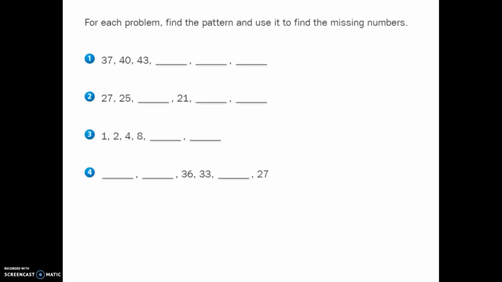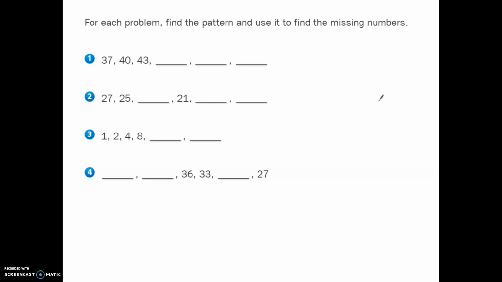Our math message today. Take a look at these problems. For each problem, find the pattern and use it to fill in the missing numbers. So in order to do this, I have to look at what's already been written down. 37, 40, 43. So I need to say to myself, how do I get from 37 to 40? Well, I need to add on, and I'm going to add on 3.